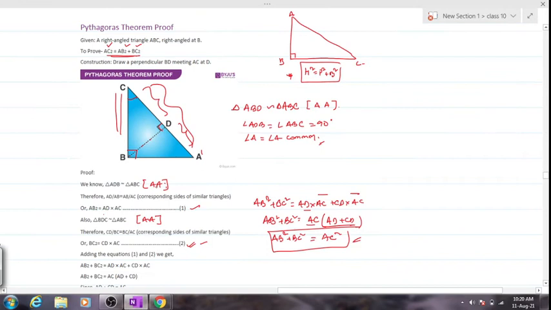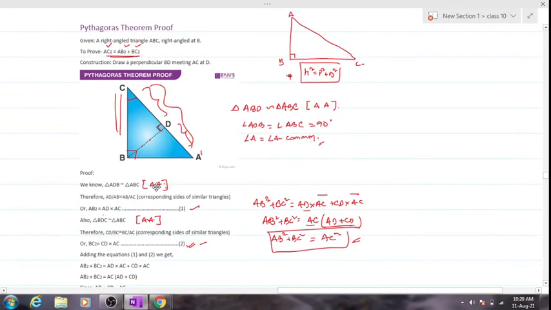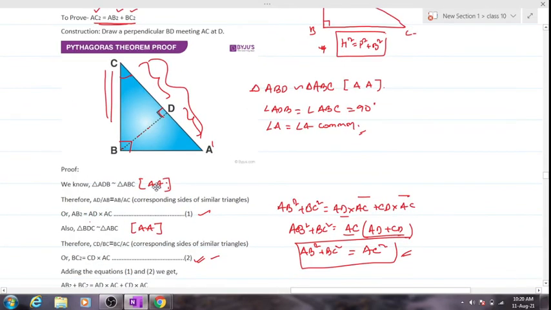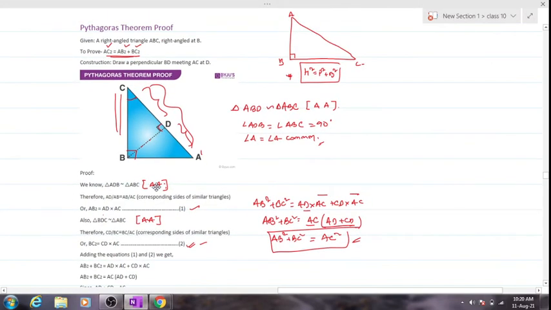If not, then I would expect you to copy this, give the topic as a proof for Pythagoras theorem, and get on the process of copying it. Make sure each and every line is copied properly. I hope everybody has understood this numerical properly. Yes or no?